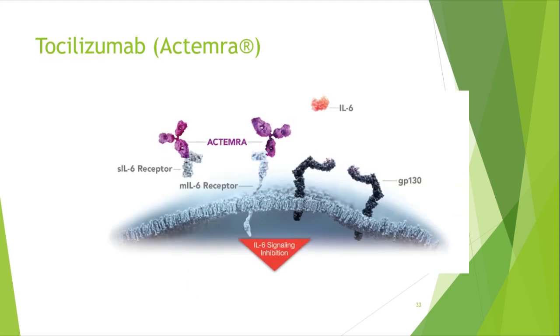Okay, tocilizumab actually binds to both soluble form of IL-6 receptors as well as membrane bound IL-6 receptors. Once it blocks the receptors, the IL-6 will not be able to bind to its corresponding receptors, leading to IL-6 signaling inhibitions and therefore stopping some of the downstream destructions that are happening on the bone and cartilage level.